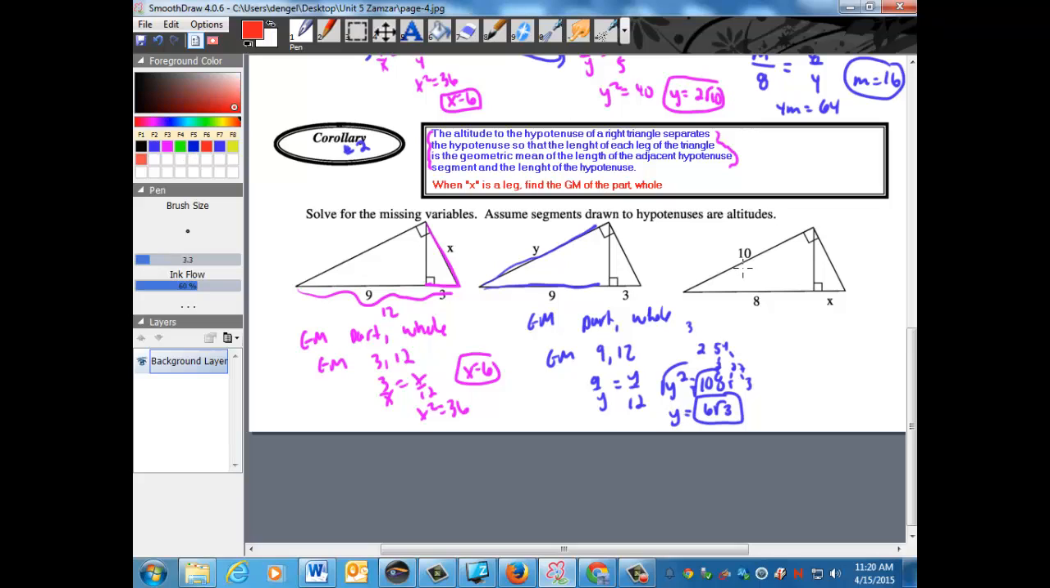Alright, just like in those last 3 problems, this one we have to work backwards. So 10 is actually the leg, and we have our part 8. For this problem, we're going to take the GM again of the part, comma whole. Our part is 8, and our whole is going to be 8 plus x. So we have 8 over 10 is equal to 10 over 8 plus x. 100 equals 64 plus 8x. 8x is equal to 36. x equals, I believe that becomes 9 halves.